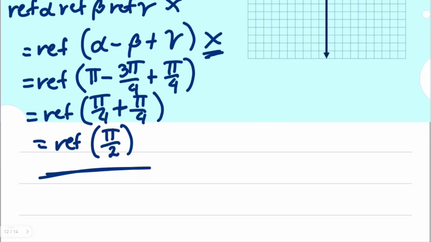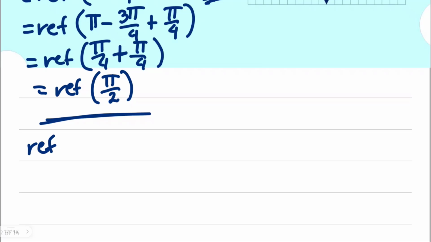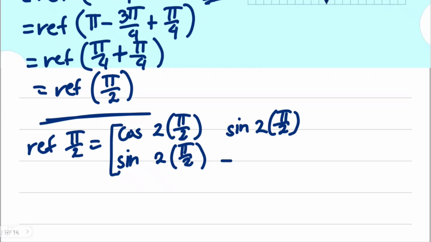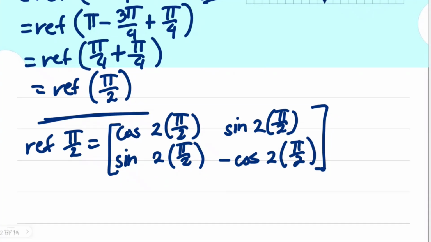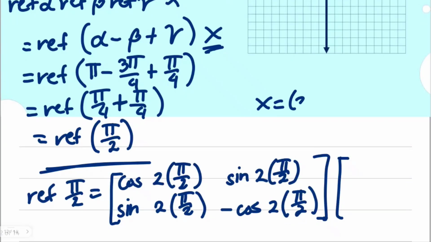So again, we're going to take the reflection of pi halves alone, and the formula for the reflection of pi halves is this matrix. You have cosine of twice pi halves, sine of twice pi halves, sine of twice pi halves, and negative cosine of twice pi halves. This matrix will be multiplied to the components of your x, and your x here is (2, 0). So you have 2 here and 0 here.